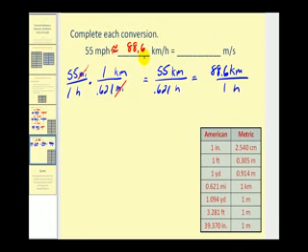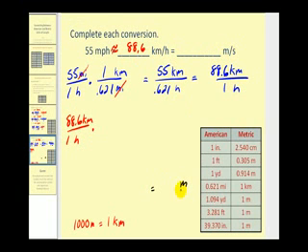Next, we want to convert this into meters per second. So we'll write 88.6 kilometers per 1 hour. And now we want to convert this into meters per second. Since we want the result to be in meters per second, we need to convert kilometers to meters and hours to seconds. So we're going to have to multiply by several unit fractions.